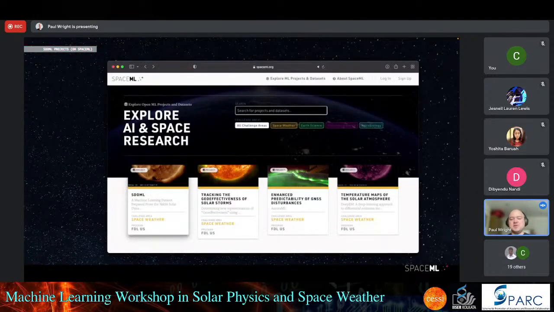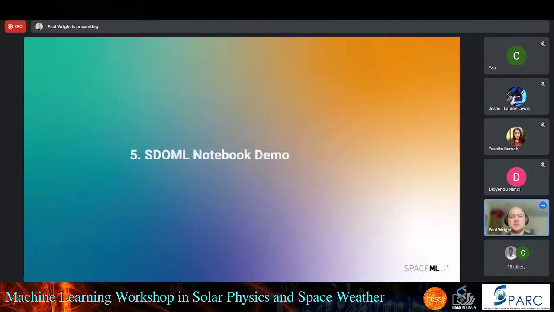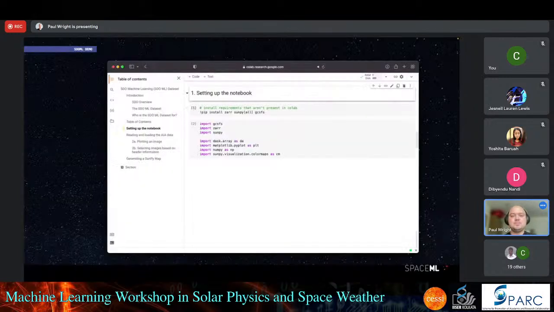So if we go to the SpaceML website, you'll be greeted with a number of projects. Clicking through to the SDOML project leads you to an overview, a link to the data sets, a link to the interactive notebook, and to the notebook code in GitHub or GitLab, depending on where we have stored it. So in the following slides, I'll walk you through a pared down version of this notebook so you understand how you can load this data, how you can plot it, and even use SunPy maps.